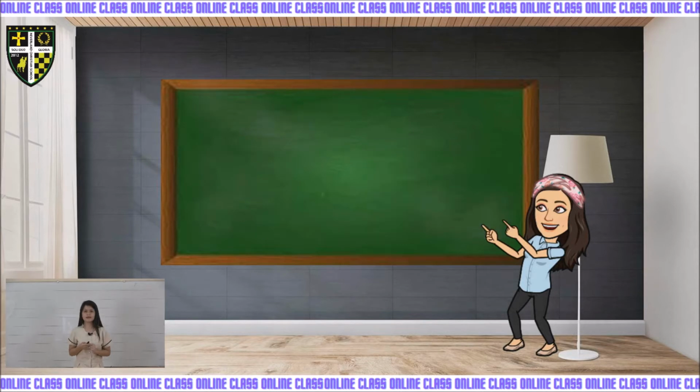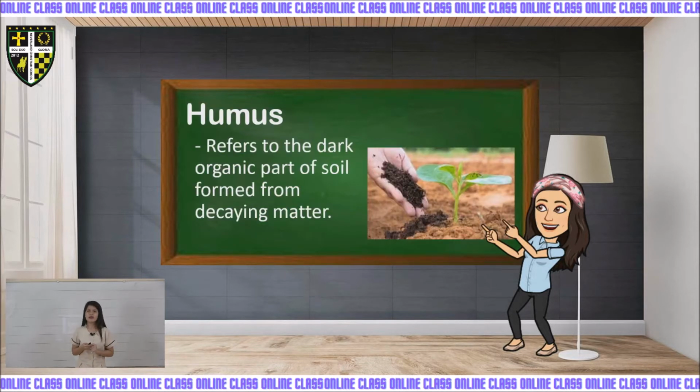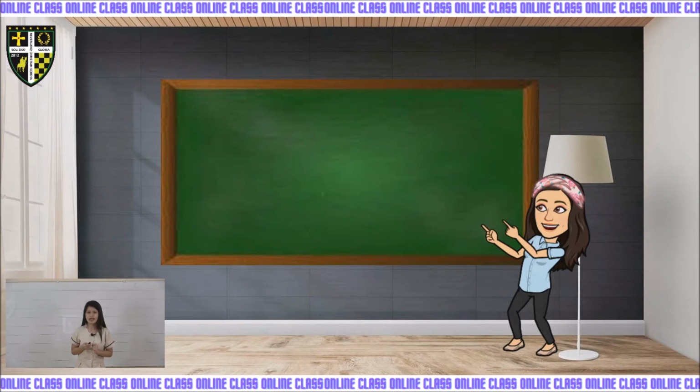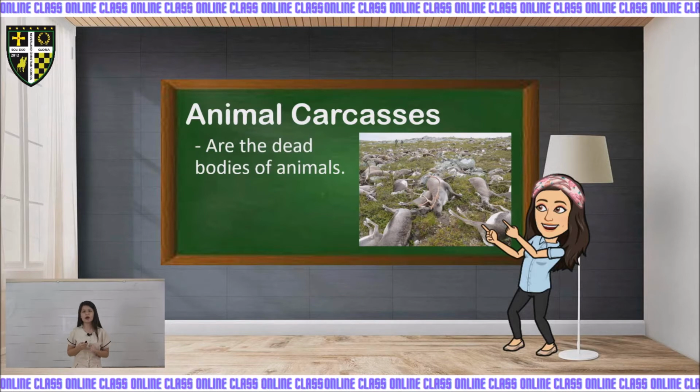Next, humus. Humus refers to the dark organic part of soil that is formed from decaying matter. So it is included in decaying materials. Remember, humus is included in the decaying materials. Next, we have animal carcasses. These are dead bodies of animals. Once this dead body is buried underground, it will decay for many years or months.